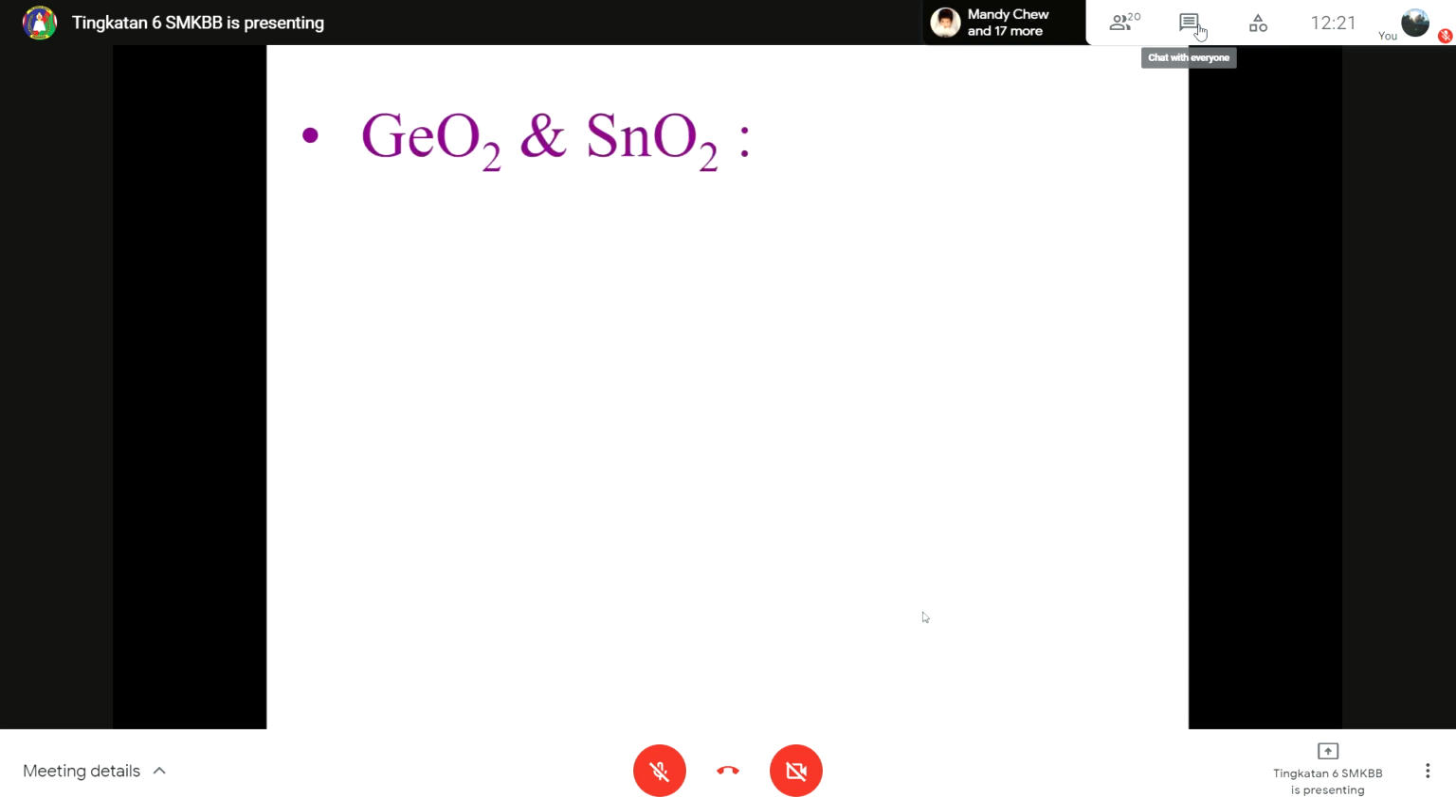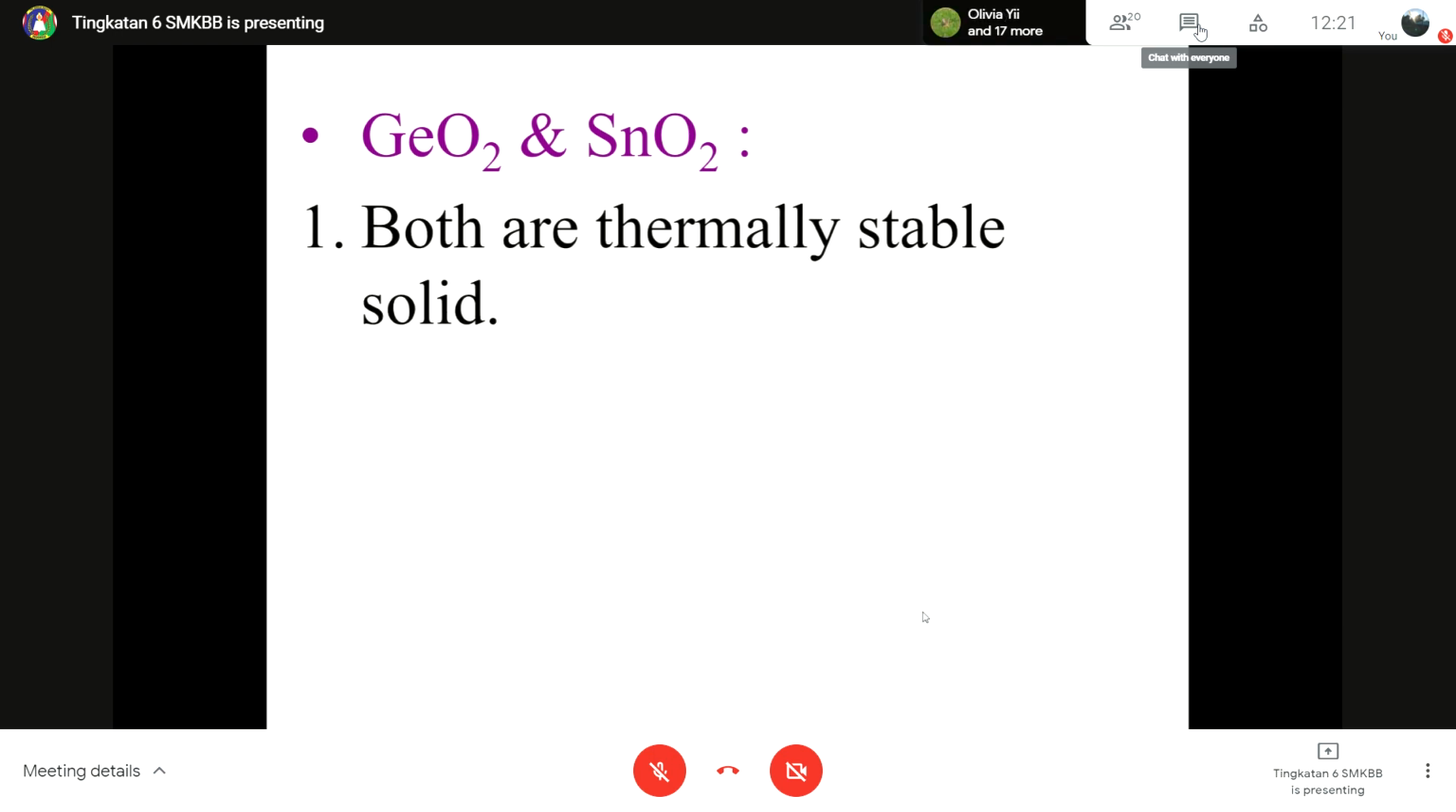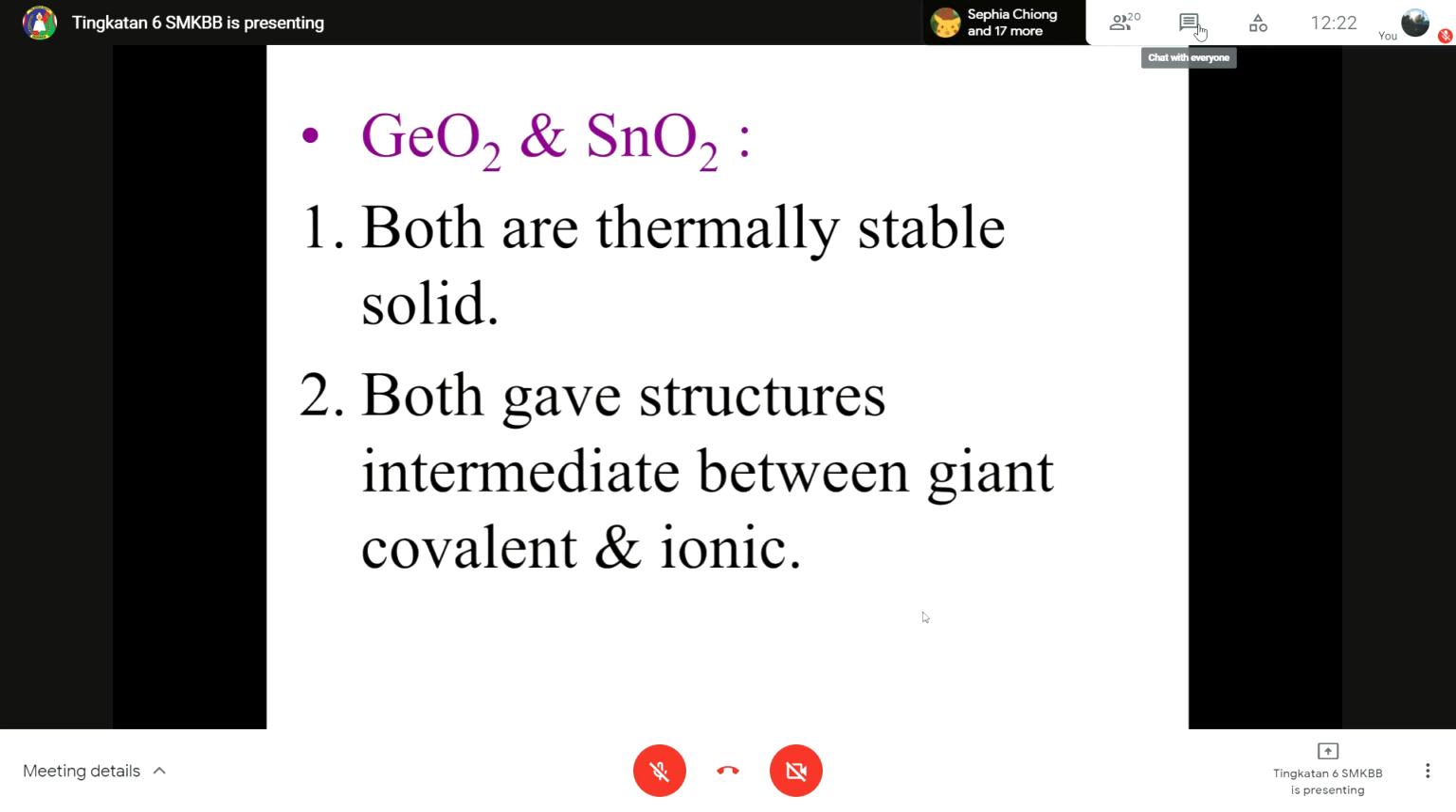And then germanium 4 oxide and tin 4 oxide, of course, are also thermally stable solids. Both have structures intermediate between giant covalent and giant ionic. But most of the time, we classify them as ionic compounds. That means in the exam, if you write their structure as ionic giant structure, it is accepted.